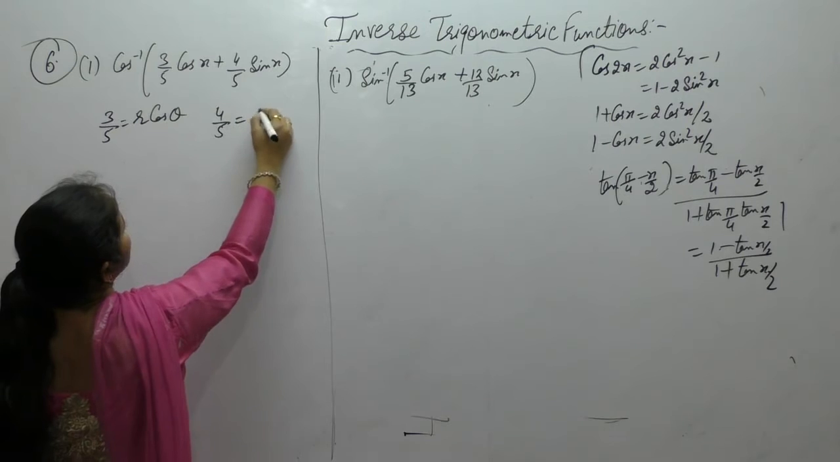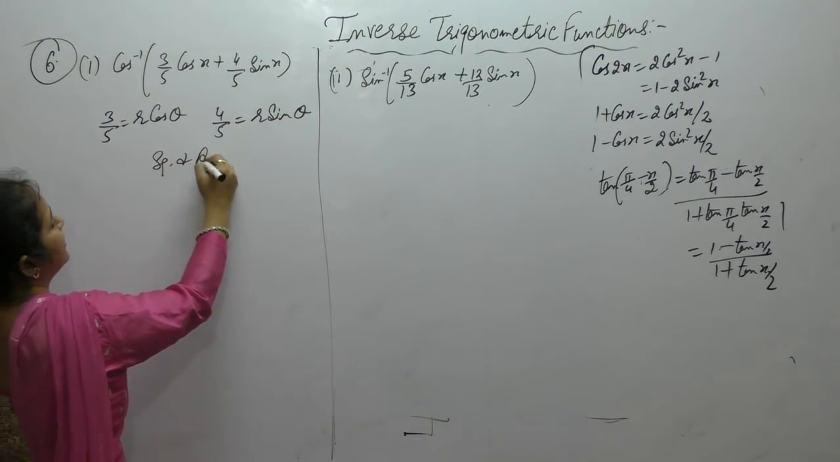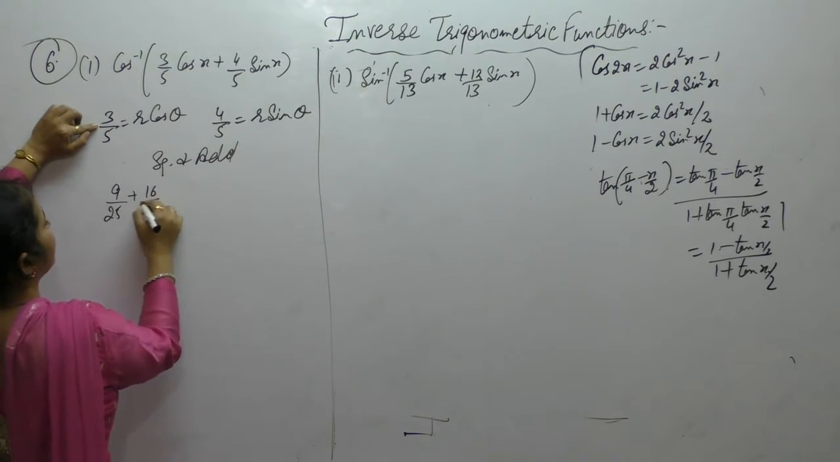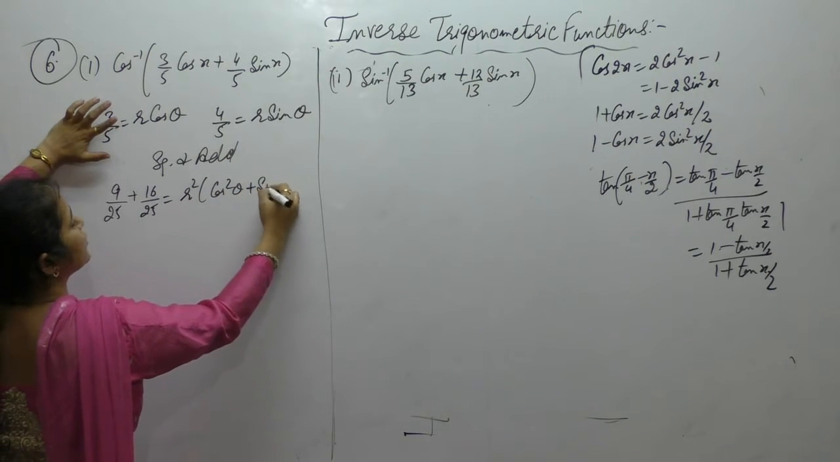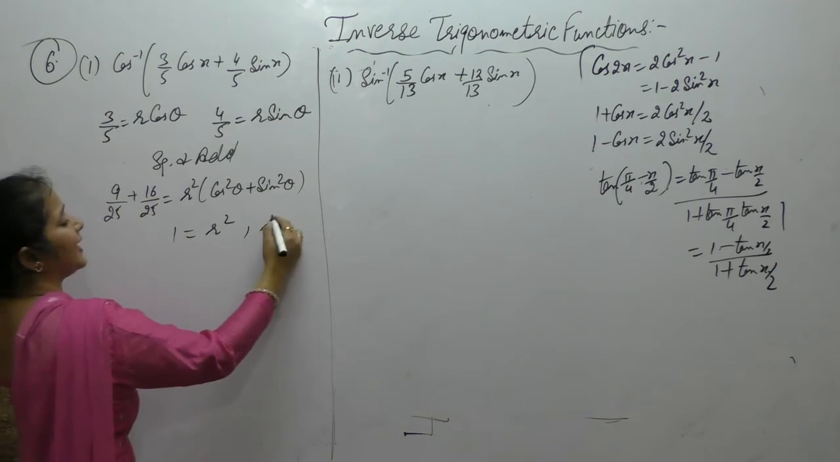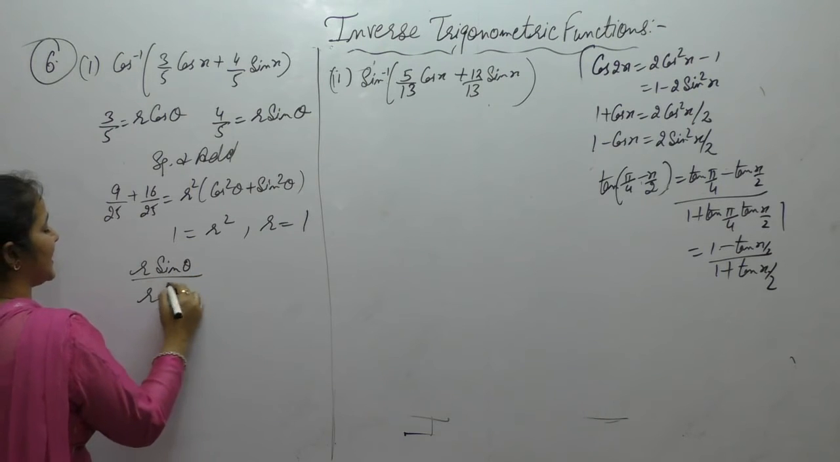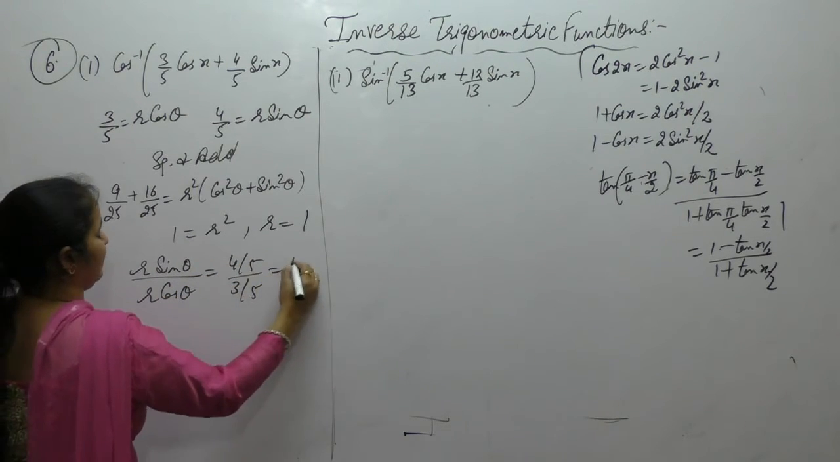And this as our sin theta. Squaring and adding, what do we get? 3 square, 4 square, r square common, cos square plus sin square is equal to 1. So by taking LCM we get r as 1. Dividing these equations, r sin theta upon r cos theta, 4 by 5 upon 3 by 5.